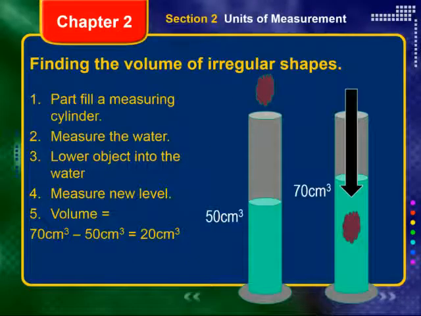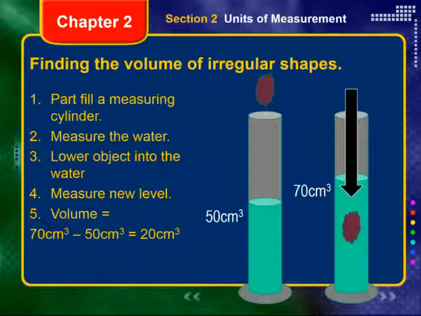Now, if we're trying to figure out the volume of some irregular shape that's not a cube or cuboid, something that's very convenient to calculate, we use graduated cylinders or some sort of container that can hold water. So if we have this weird looking shape, this irregular shape, in our example, we're going to partially fill a graduated cylinder with water. And we're going to measure the level of that water. In this example, we start at 50 cubic centimeters. We then lower the object into the water. Be careful not to splash. You don't want to lose any of the water.